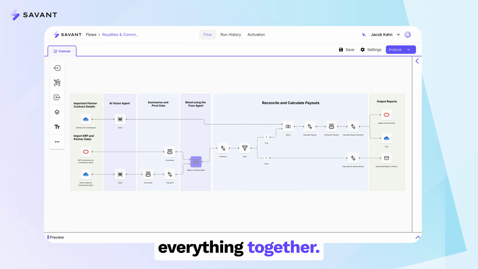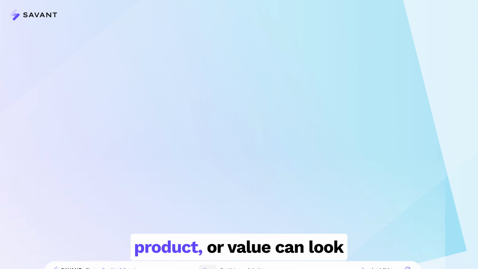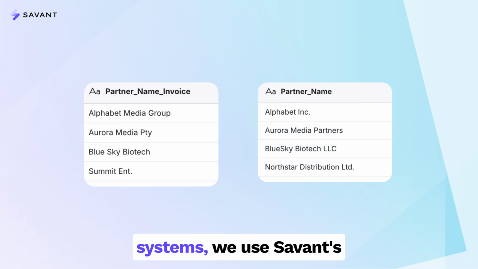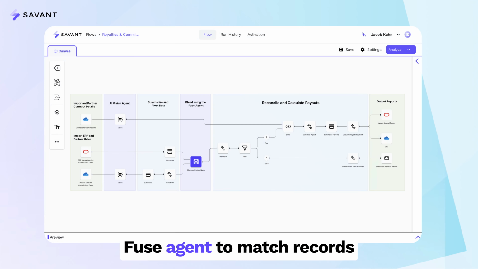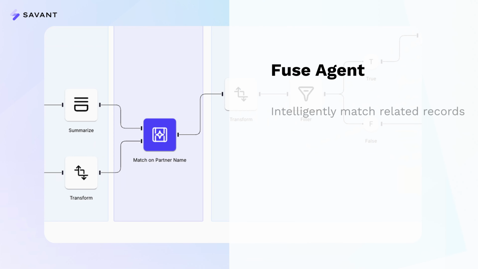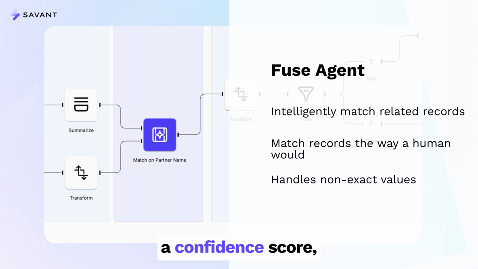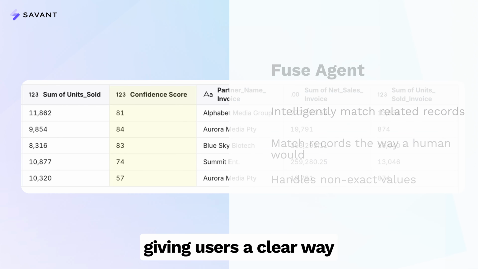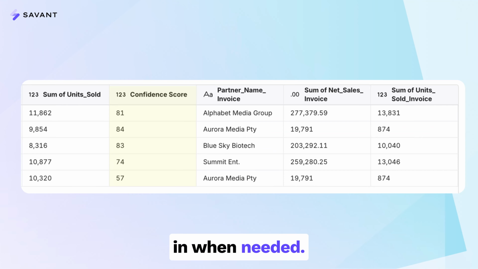The same process is used for partner sales reports and transaction data, which often arrive as PDFs as well. Now we bring everything together. We join the contract terms, partner reports, and transaction data and reconcile it with the ERP. Because the same partner, product, or value can look slightly different across systems, we use Savant's Fuse agent to match records the way a person would. Each match includes a confidence score, giving users a clear way to review results and step in when needed.